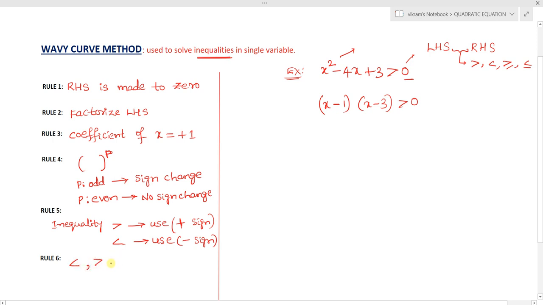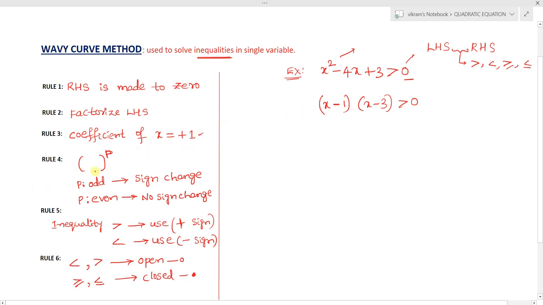Okay, if the inequality is less than or greater than, then we need to use the open interval. That means that particular factor has to be represented with a small circle. And if the inequality is greater than or equal to, or less than or equal to, then we have to use the closed interval. That means the factor has to be represented with a dot. Here we check for the third rule.